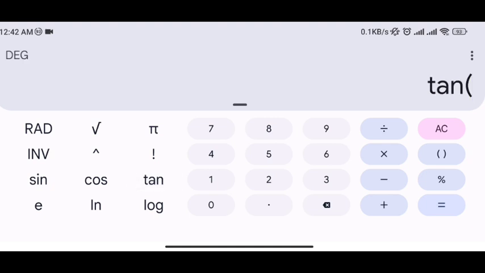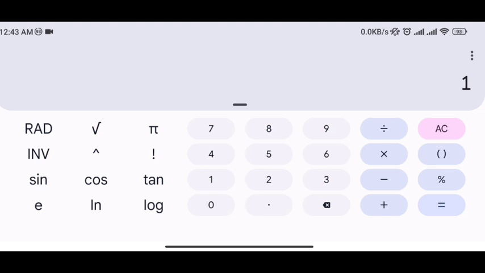The tan theta 90 degree equal to domain error. Here it does not provide degree, so it's a domain error. Click AC, it is the reset of the calculator. Cos theta 90 equal to 0. Tan theta 90 equal to domain error. Sin theta 90 equal to 1.